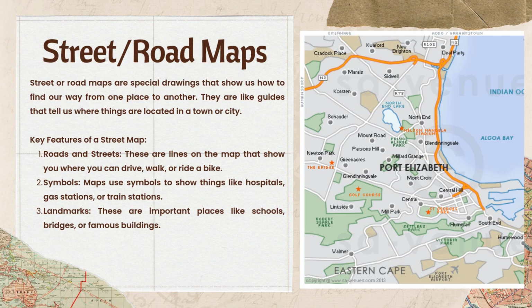Then we get street or road maps. Street or road maps are specifically drawn to show us how to find our way from one place to another and where we live. They are guides to tell us where things are located within our town or city. Key features of a street or road map. Roads and streets are lines that show where you have to walk and where you can ride a bike. They can be thick, they can be thin on a road map. Symbols. Maps use symbols to show us things like hospitals, gas stations, train stations, and important places that we need to know, as well as landmarks. These are the important places like schools, bridges, and famous buildings, or even old historical art designs.